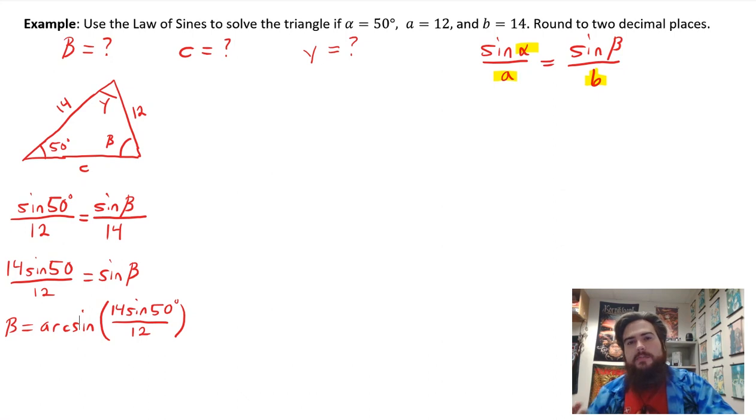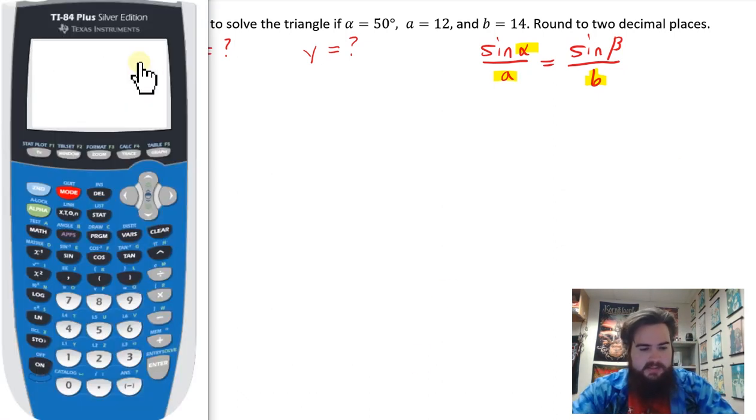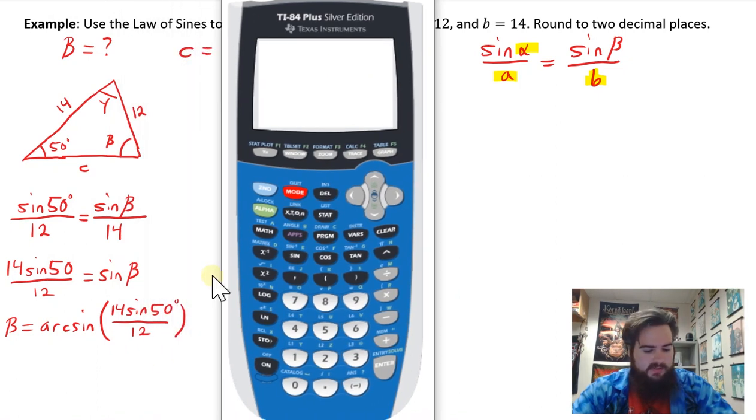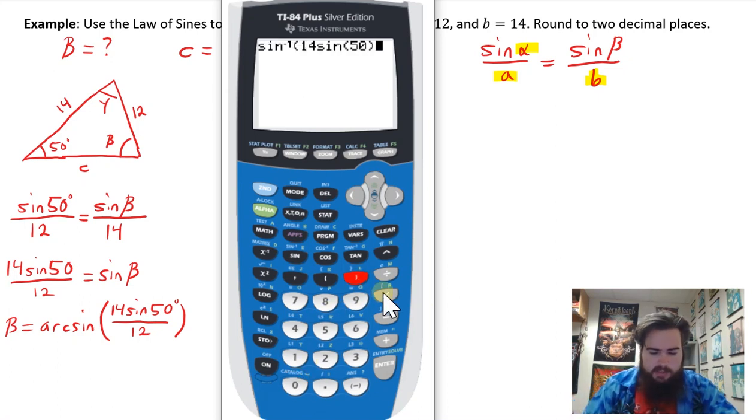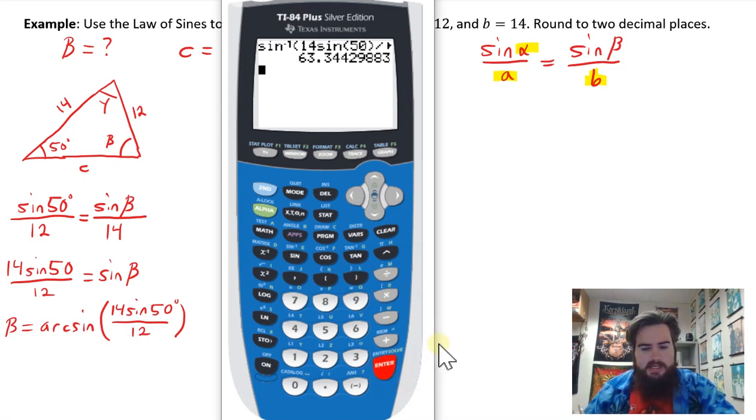So, since b is a larger side length, it should also be across from a larger angle measure. But at this point, let us use a calculator to approximate this. Do make sure that you are in the correct mode, in this case degree mode since we're using 50 degrees. But I will use inverse sine of 14 sine of 50 degrees divided by 12. And that gives me about 63.34 degrees, which is about what I expected since it is larger than 50 degrees. So 63.34 to 2 decimal places.